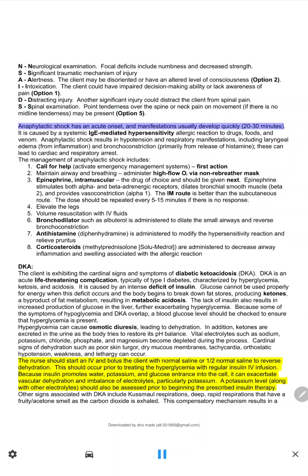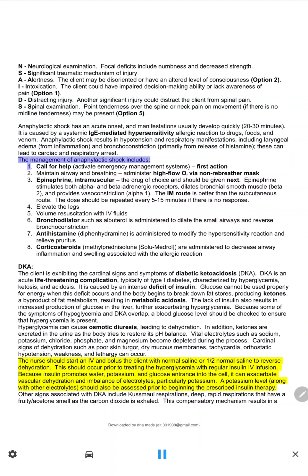Anaphylactic shock has an acute onset, and manifestations usually develop quickly, 20–30 minutes. It is caused by a systemic IgE-mediated hypersensitivity allergic reaction to drugs, foods, and venom. Anaphylactic shock results in hypotension and respiratory manifestations, including laryngeal edema, from inflammation, and bronchoconstriction, primarily from release of histamine. These can lead to cardiac and respiratory arrest.